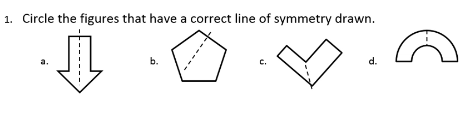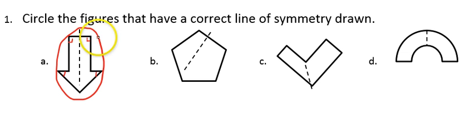The first question says, circle the figures that have a correct line of symmetry drawn. So in Figure A, we have a line drawn down the middle. If we were to fold the two halves, then each half would line up directly on top of the other half. That tells me that this angle is equal to this angle, and that this right angle would match up with this angle. So yes, this figure does have a correct line of symmetry.